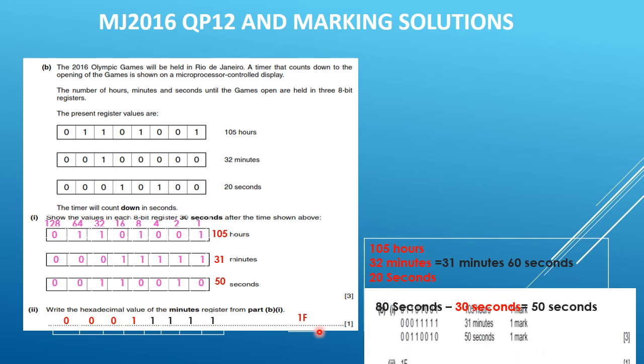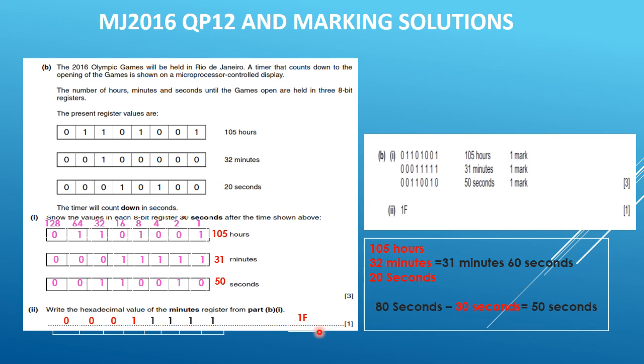Now let's see its marking solution. So that is it. This is the marking solution. You can see 3 conversions in question B part 1. Each conversion gets 1 mark, and for the second conversion you are going to get 1 mark. So this is how you are going to score the marks.